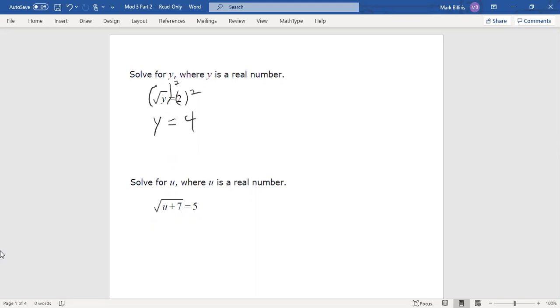Our next example, solve for u. We have the square root of u plus 7 equals 5. So again, what we're going to do is square both sides. That gets rid of the radical sign, and that leaves us with u plus 7 equals 25. And then we finish solving for u by subtracting 7 from both sides. So u would equal 18.